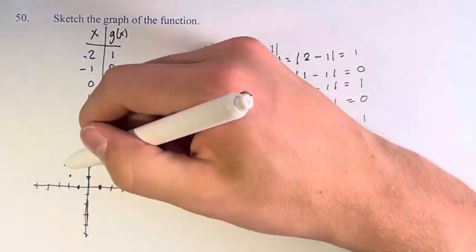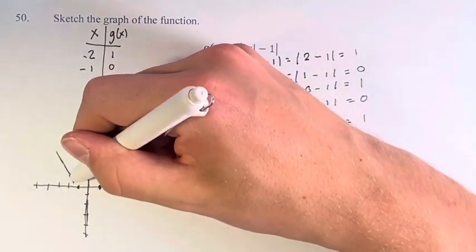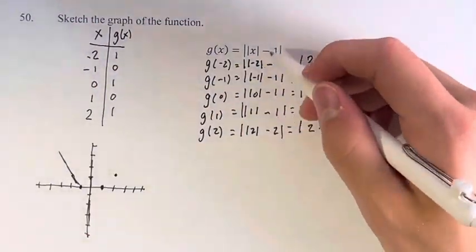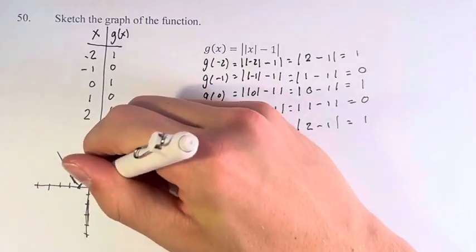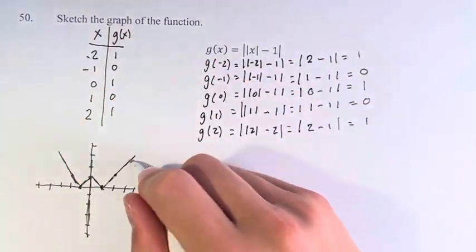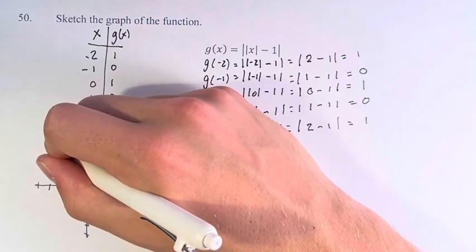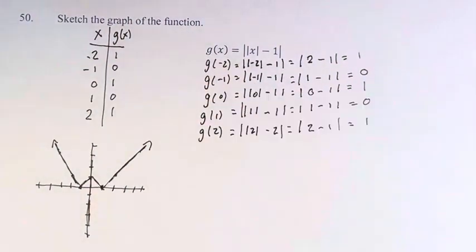And we can graph a general curve between them. It's going to be pretty blocky, not smooth, because we're dealing with absolute values. So we can say maybe it looks something like this. Sort of W shape. And this is the graph of the function g of x.